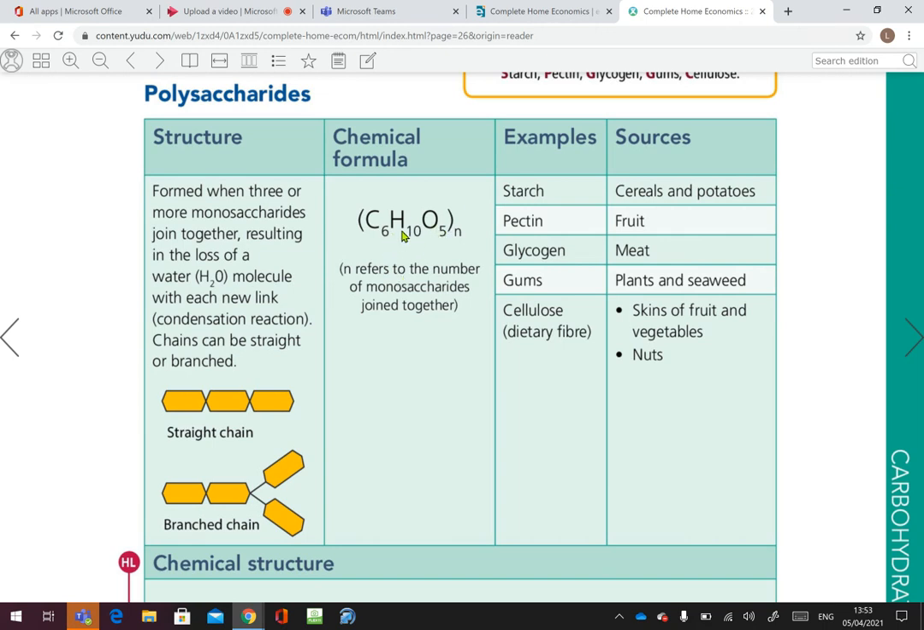Examples of polysaccharides. Again, this comes up in short questions. They'll ask you for examples. So starch, we know what starch is. It's in rice, pasta, potatoes, bread. Pectin is found in fruit. We've talked about making jam, and we know that pectin is a great setting agent.